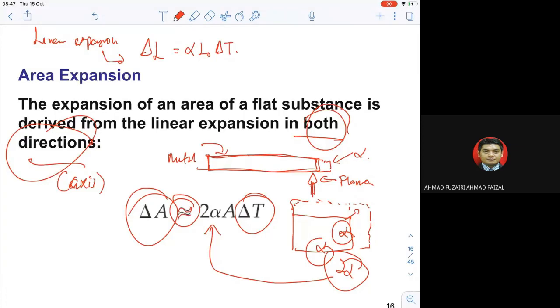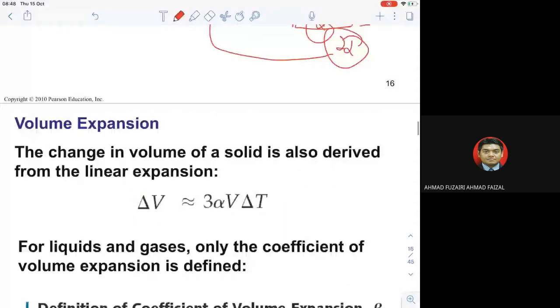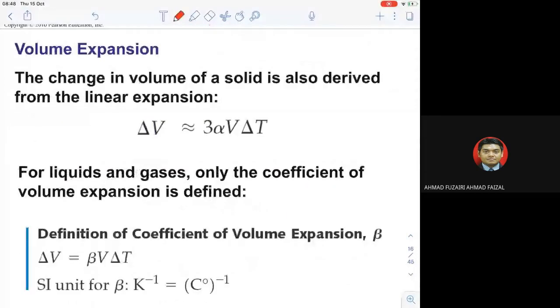Most equivalent to 2 alpha. Okay, look at the value: 2 alpha A times delta T. Alright? So now we go to the volume expansion first. Then we try to do the examples.